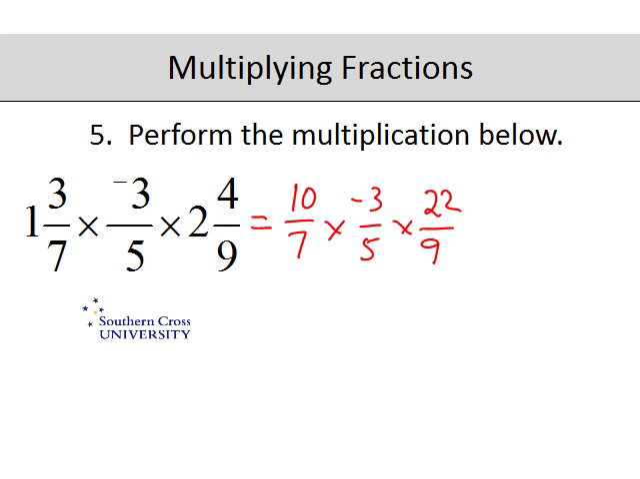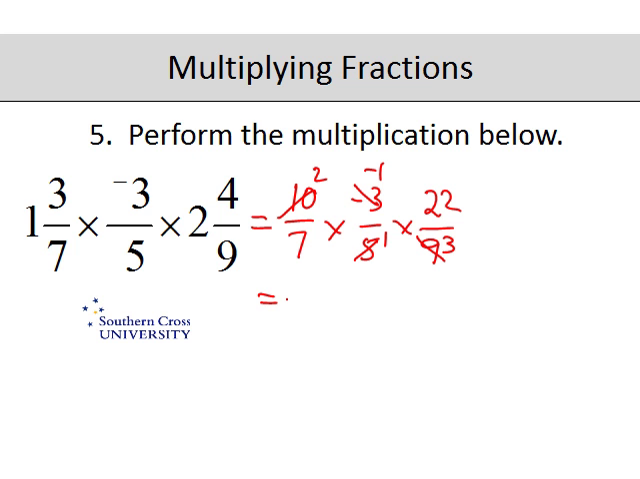Now we need to simplify some of those down. The one that really leaps out at us is the 10 and the 5. 5 goes into 10 twice and 5 goes into 5 once. And also 3 and 9. 3 goes into 9 3 times, and 3 goes into negative 3 negative 1 times.